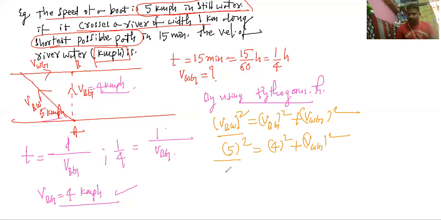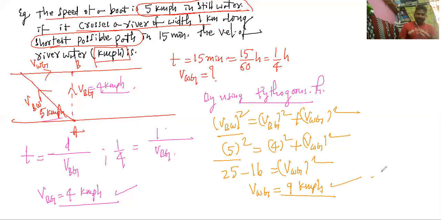It is 5 square minus 4 square, 25 minus 16, is equal to velocity of the water with respect to ground whole square. So this is 9. So velocity of the water with respect to the ground will be equal to 3 kilometers per hour, my dear students. It's 3 kilometers per hour. Right? In this way, questions will be asked.